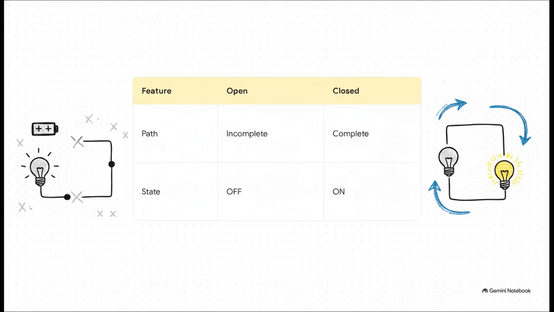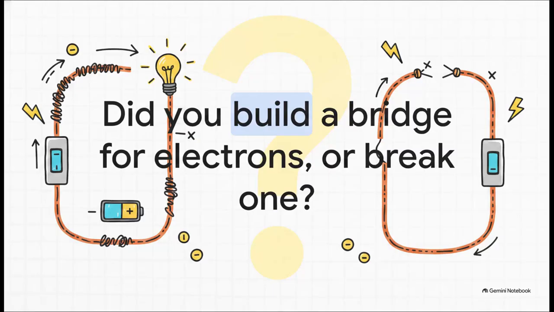These are the absolute fundamental rules of electricity. So the very next time you flip a light switch in your house, I want you to ask yourself a quick question. Did you just build a continuous copper bridge for electrons to flow? Or did you just break one? It's a pretty powerful way to look at the invisible infrastructure all around us. Because if opening and closing a simple loop can power our world, just imagine what happens when we start adding millions of complex pathways to the mix.